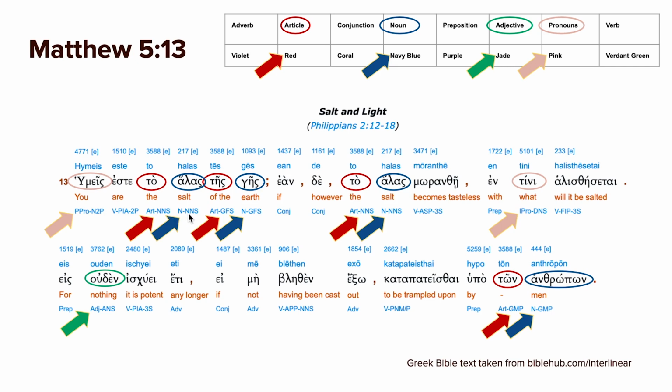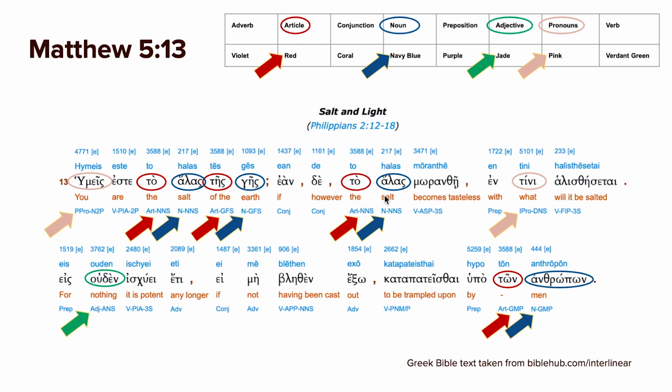This is nominative, neuter, singular, the salt, ta halas. And of course, the article matches: nominative, neuter, singular. And then of the earth is going to be partitive. So we belong to the earth. We are in the earth. So it's basically a genitive indicating belonging, possession. We're of the earth. Currently, in the future, will be of the heavens. So genitive feminine singular, article to match.